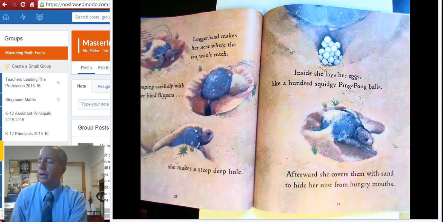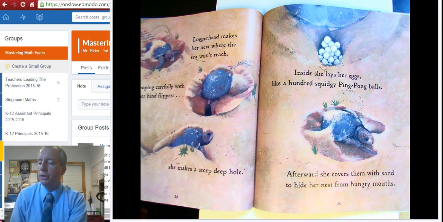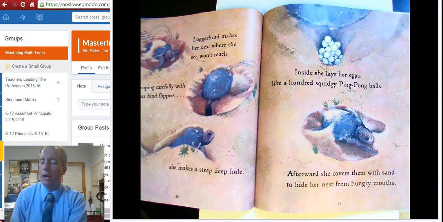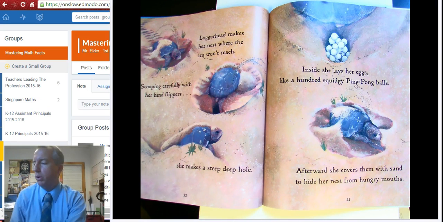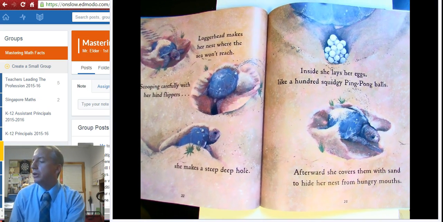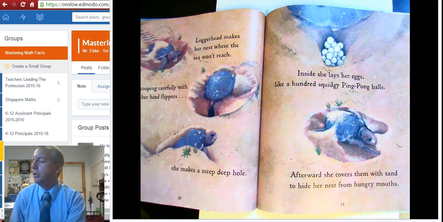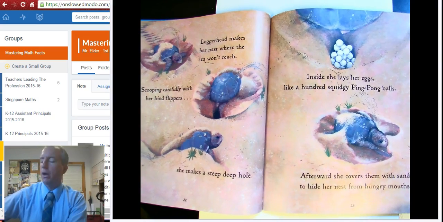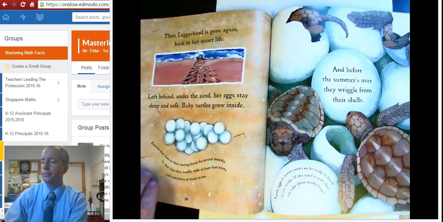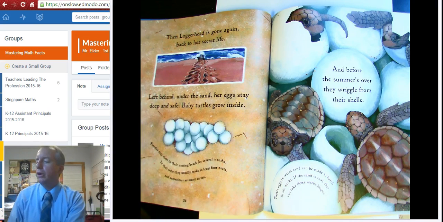Loggerhead makes her nest where the sea won't reach. Scooping carefully with her hind flippers, she makes a deep hole, a steep, deep hole. Inside she lays her eggs, like 100 squidgy ping-pong balls. Afterward she covers them with sand to hide the nest from hungry mouths. Then Loggerhead is gone again, back to her secret life.